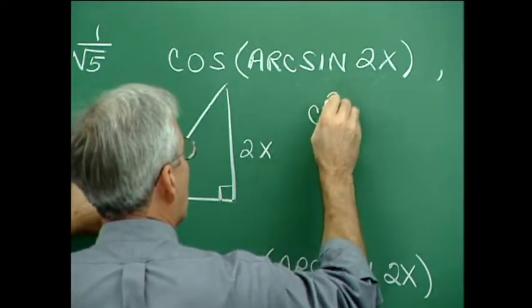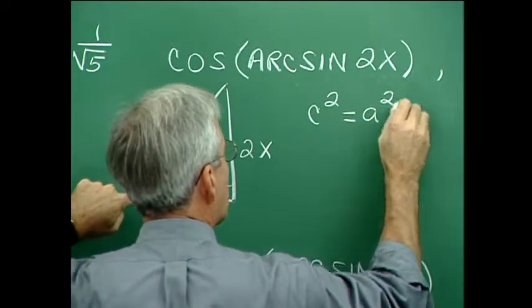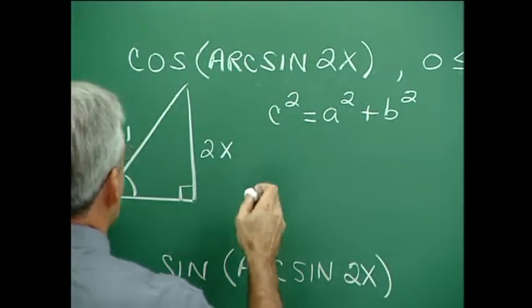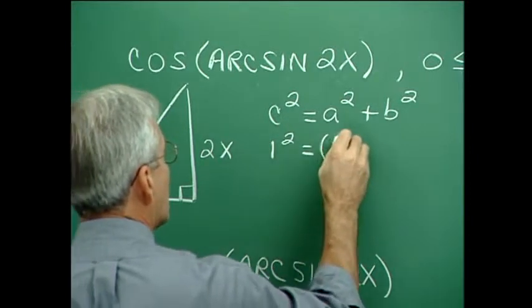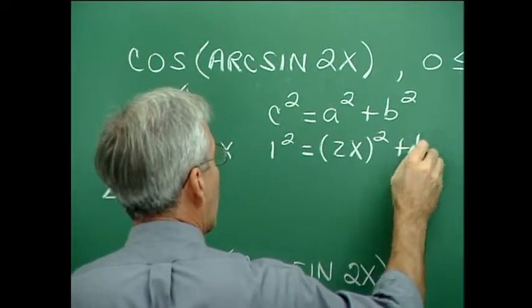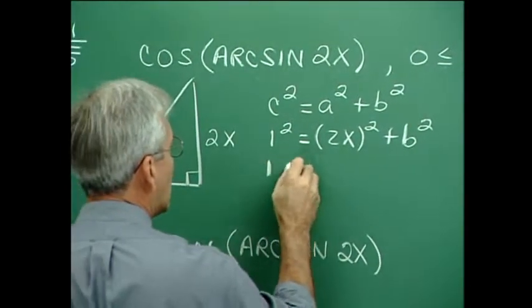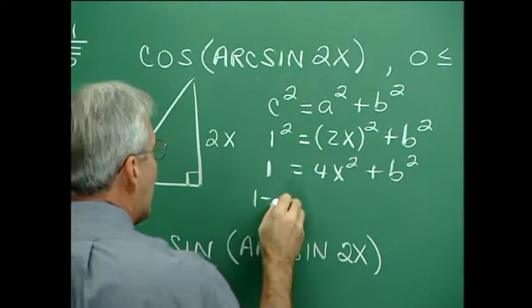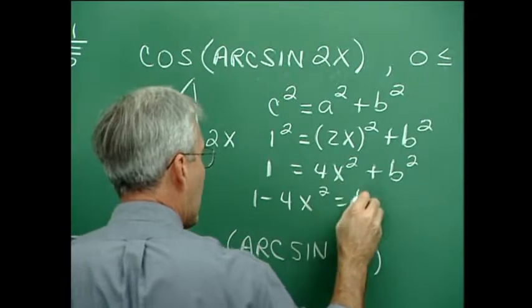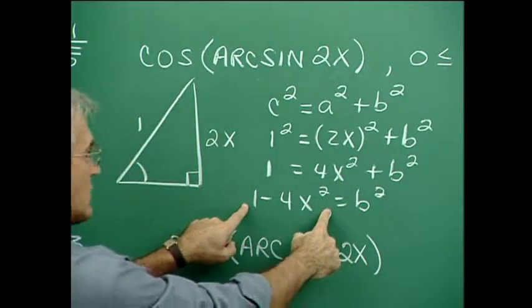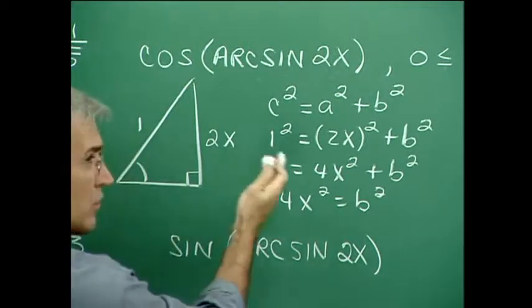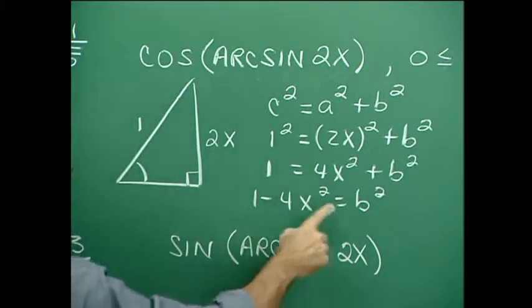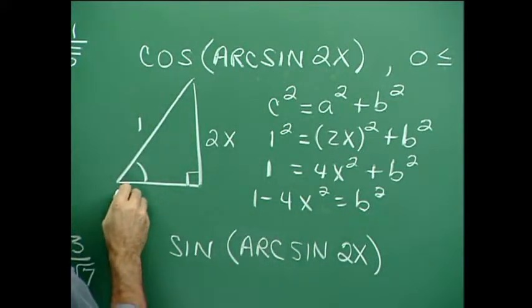So it's, as before, c squared is a squared plus b squared. And now we have a variable involved, but it's the same process. Conceptually, it's exactly the same kind of problem. It's 1 squared then is (2x) squared plus b squared. And 1 squared is 1, equals 4x squared plus b squared. So 1 minus 4x squared equals b squared. B then is the square root of this, and it's the positive square root. Because we're in the first quadrant, we're assuming all values are positive here, it's the square root of 1 minus 4x squared for this value of b.